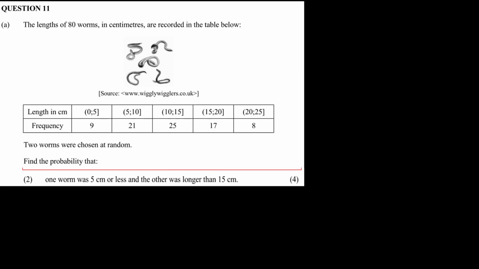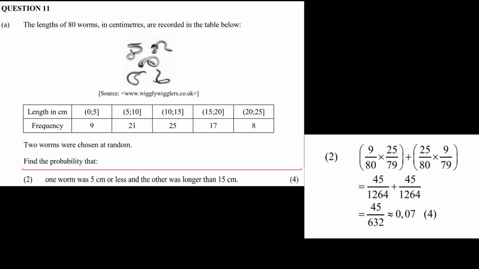Question 11A2. Still picking 2 worms, but this time it's the probability that 1 worm is less than 5 and the other is longer than 15. This is for 4 marks, so it's a little bit more tricky. There are 2 outcomes. The probability that the first worm is 5 centimeters or less, which is 9 over 80, and then the second worm is greater than 15, which is 17 plus 8 over 79, because one's been picked, or 25 over 79.